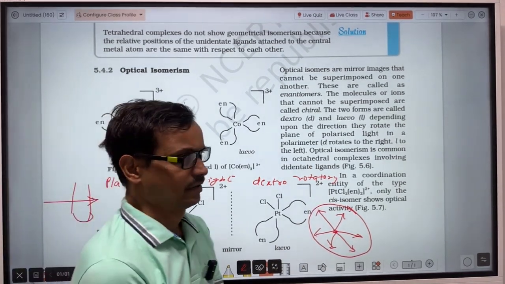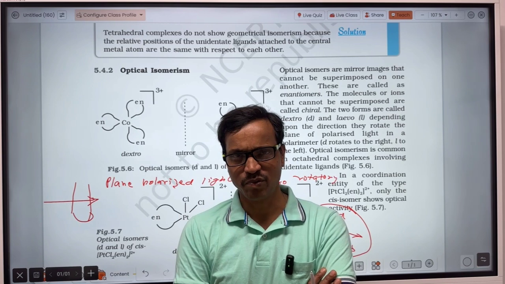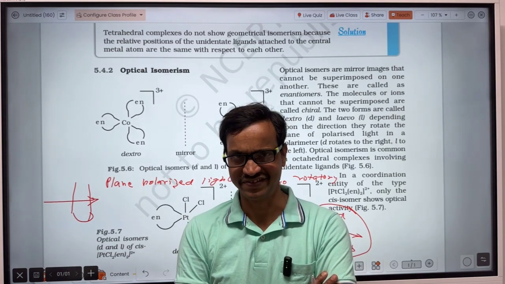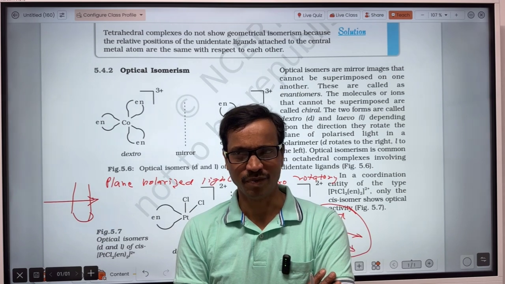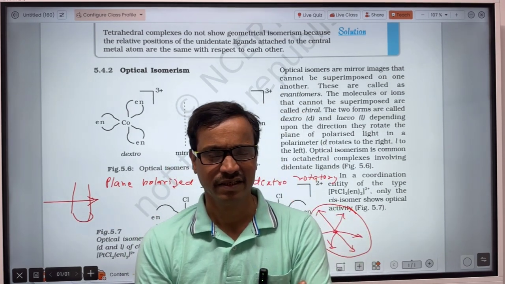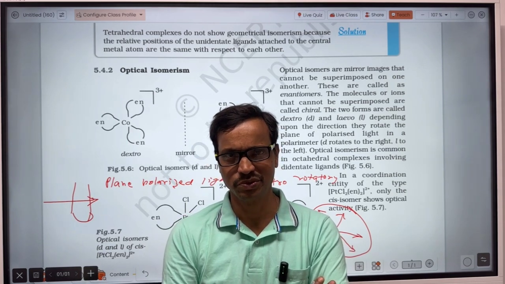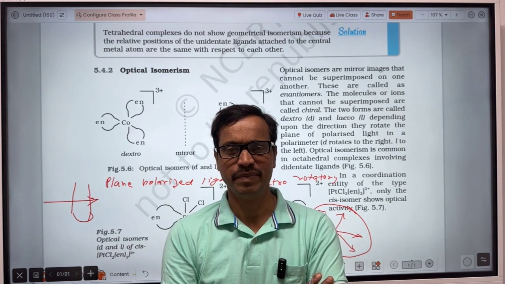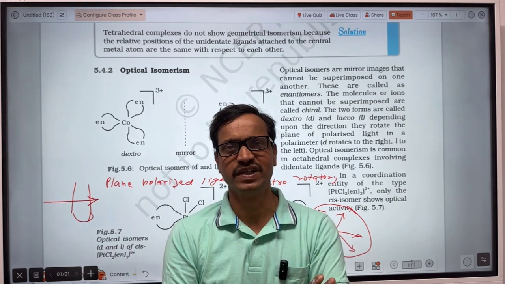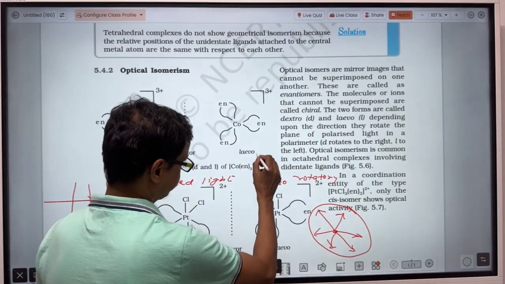And when after passing through the solution, the plane polarized light bends towards the left, then the compound will be called a levorotatory compound. When the plane polarized light after passing through the compound bends towards the left, then that compound will be called a levorotatory compound.